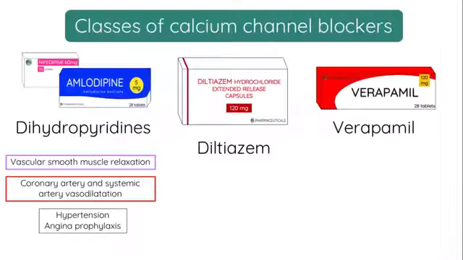The next type of calcium channel blocker is verapamil, and whilst verapamil also has some small effects on vascular smooth muscle calcium channels, it mainly inhibits calcium ion channels present in the heart.